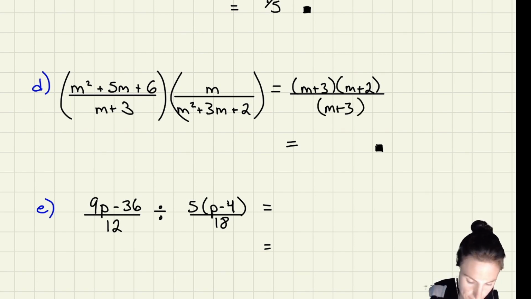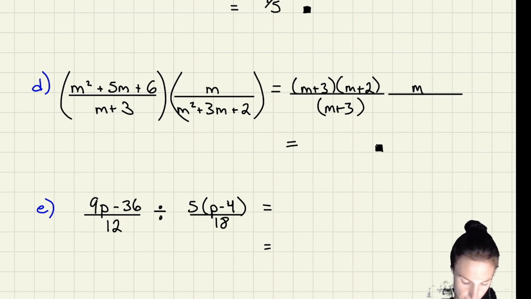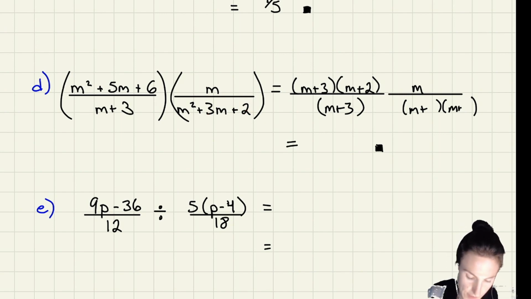And now for my second function, I have an m on the top divided by, I have an m plus, and 2, I get from 2 times 1. If I add those, I get a 3. And now, since these terms are all being multiplied, I can cancel out the m over 2 on the top and bottom, the m over 3 on the top and bottom, and I get m over m plus 1.